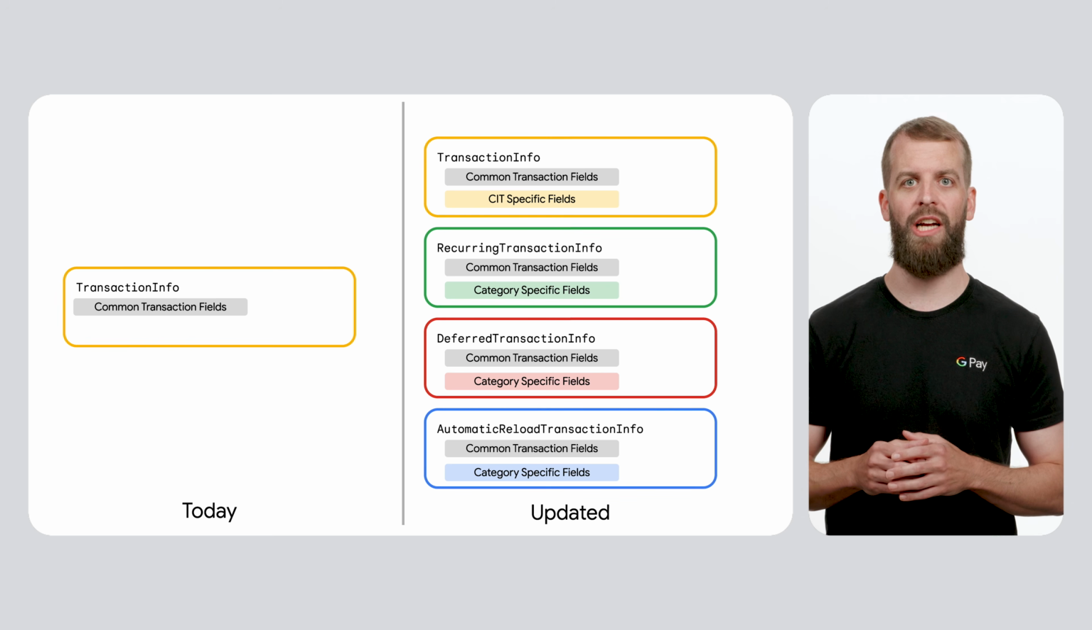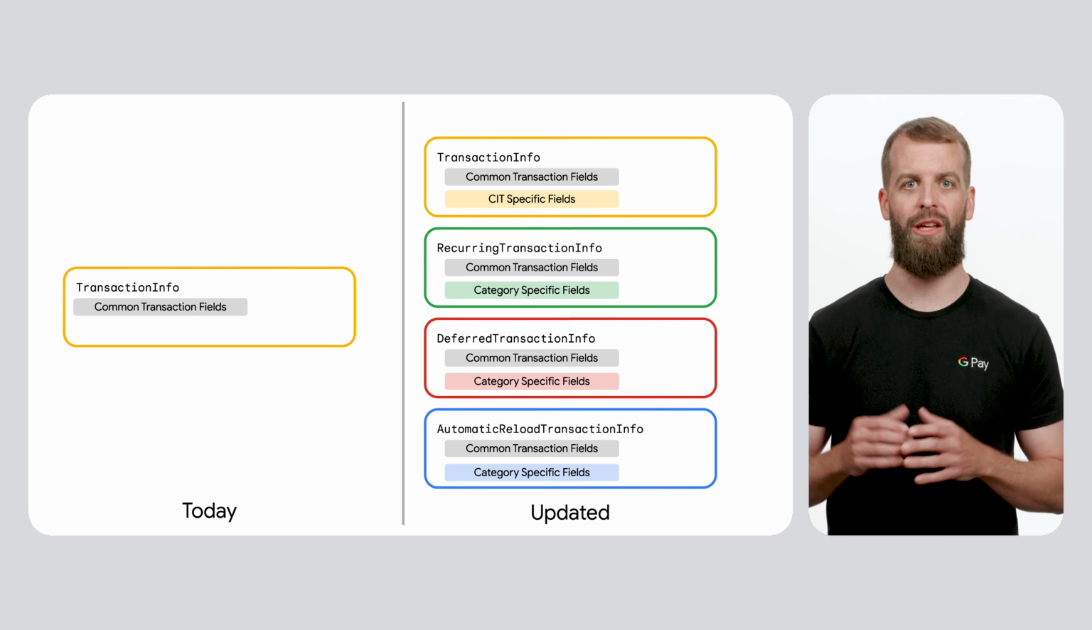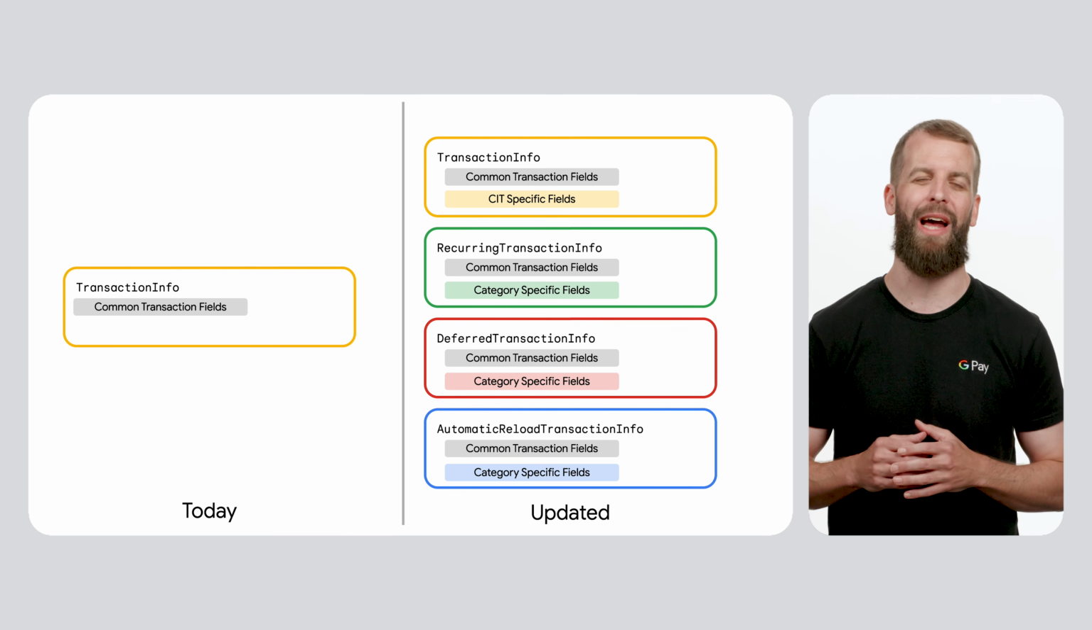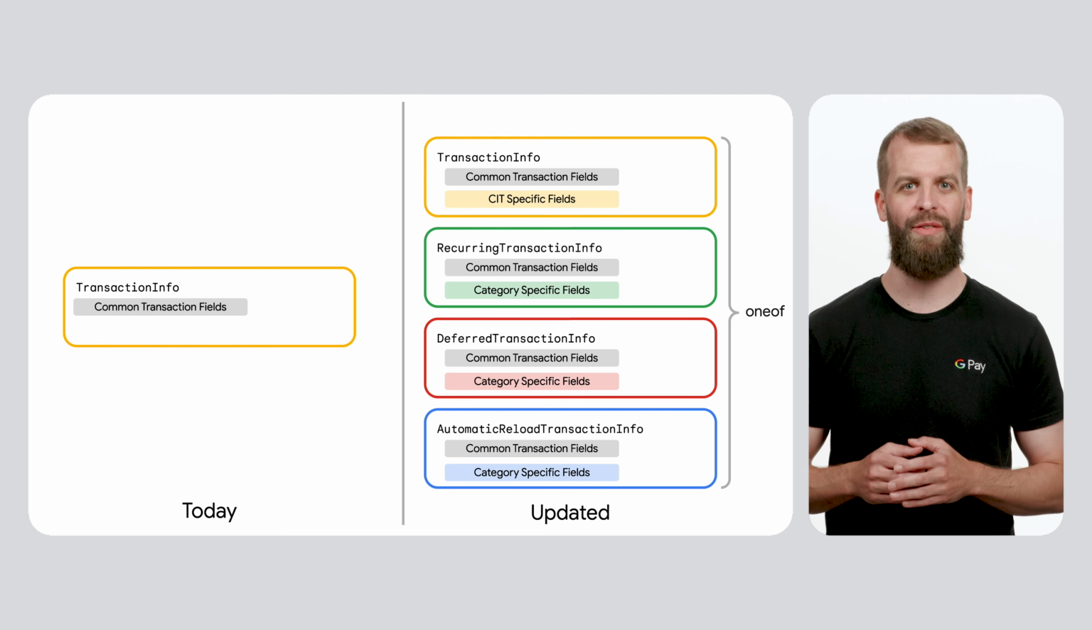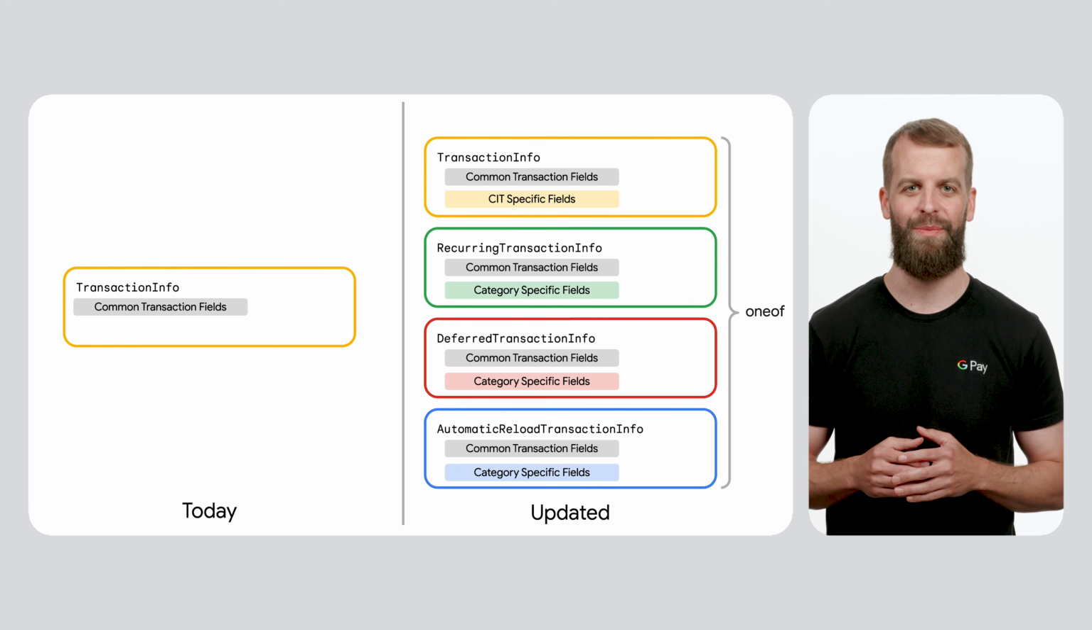The existing transaction info object is still supported. Like this, we make sure that all those changes are completely backwards compatible. All you need to do is to decide for a specific transaction type. To give you a clear understanding on how this works, let me walk you through a simple example.